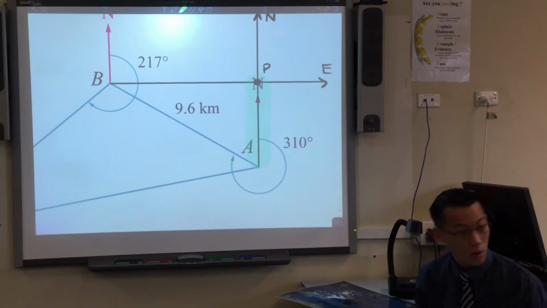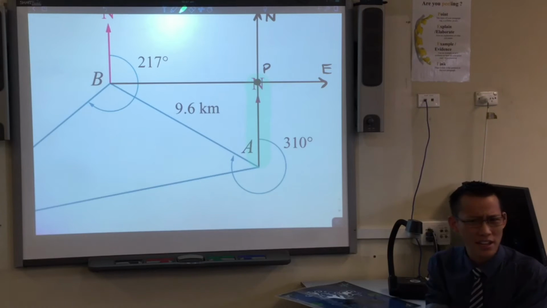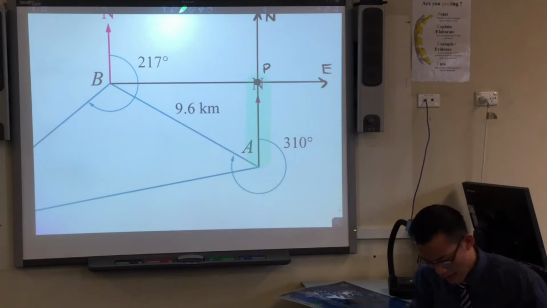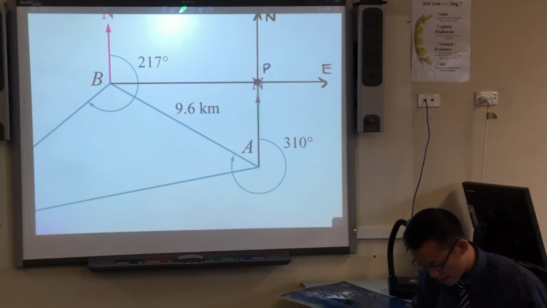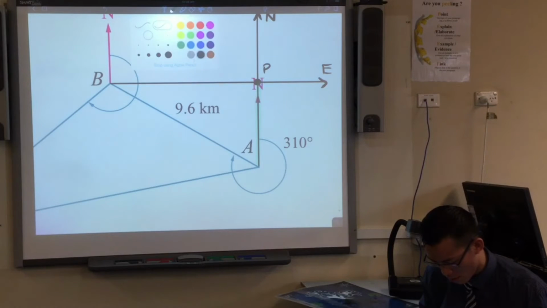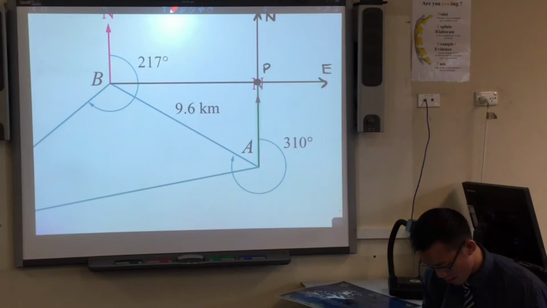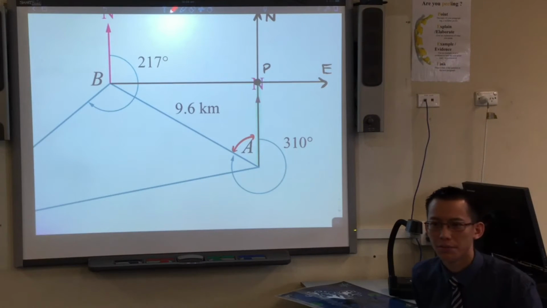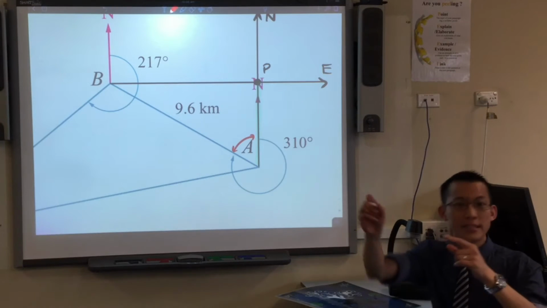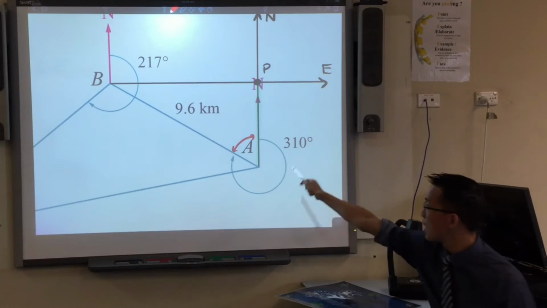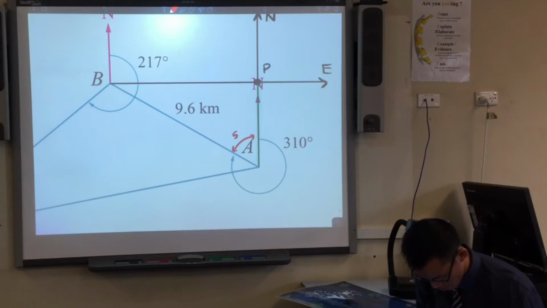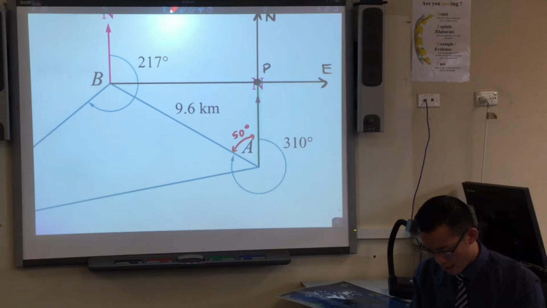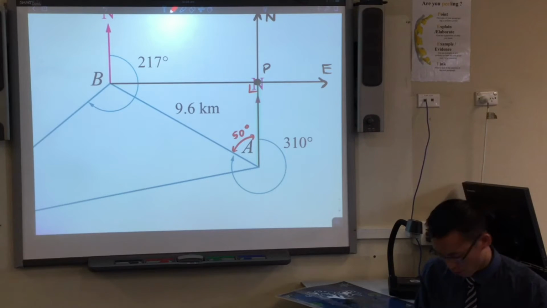So now that you know where you're looking, what kind of information am I gonna need to get that? Angle. I need an angle. The angle I need is the one that's inside the triangle, right? I think the one I'm after is this one. How do I find that angle? Yeah, 360 is all the way around. I know that this part over here is 310, so the leftover is 50.